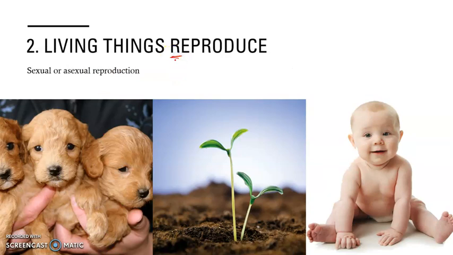Living things reproduce. So all living things need to make more living things at some point in time. And that can be done in 2 different ways. So there's sexual reproduction. So that's 2 parents. So these little puppies were made by a mommy dog and a daddy dog. Or there's asexual reproduction, and this is just 1 parent.